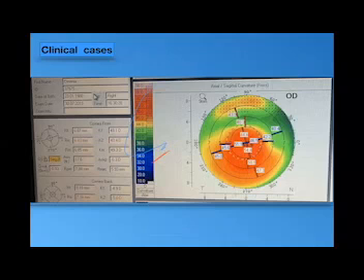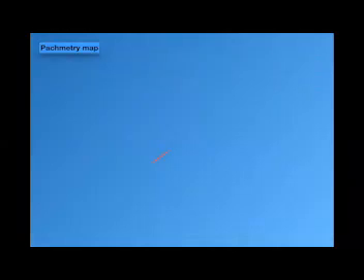Okay, before I go to the clinical cases, any question about the pachymetry map?